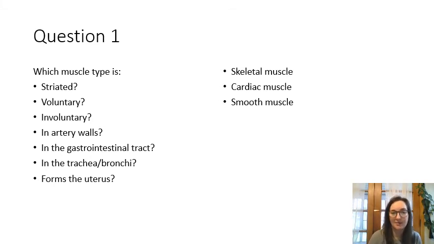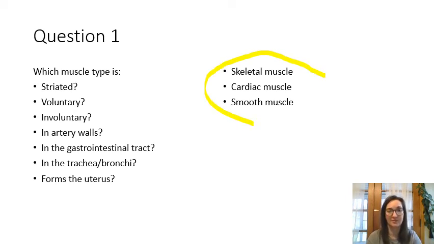All right, so let's review real quick before we move on any further. What type of muscle is striated? Think about what type of muscle has that striated appearance. And think about what type of muscles are voluntary, what type are involuntary, which ones are we going to find inside the walls of your arteries, which ones do we find inside your GI tract, in your trachea and bronchi, so in your lungs, and which ones are in the uterus. Those are your three types of muscle there. Of these three types, where do we find these guys? Give you a second to think about it.